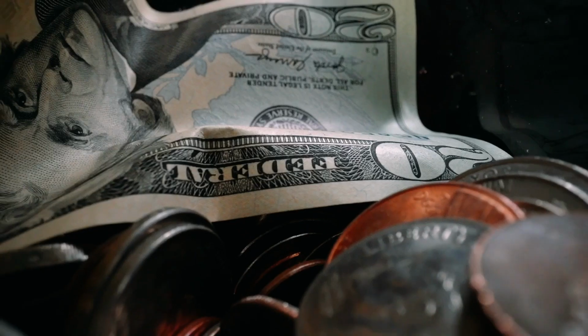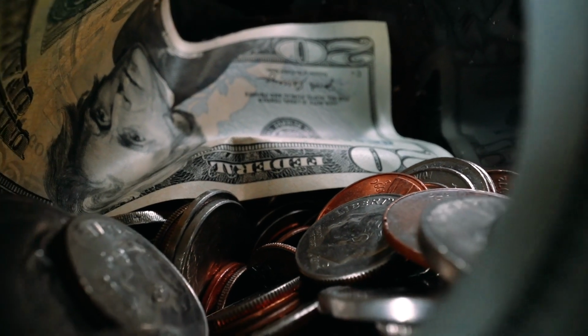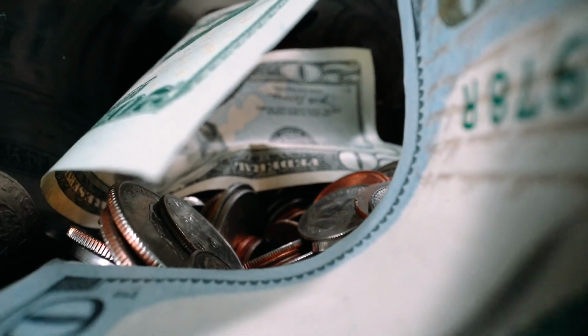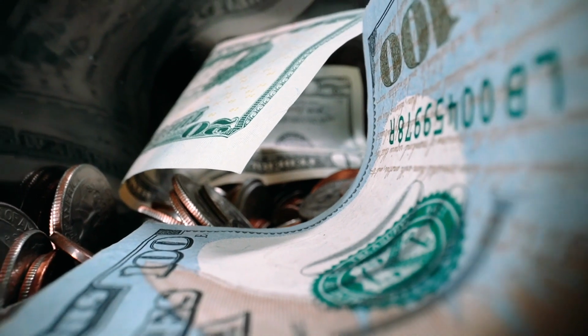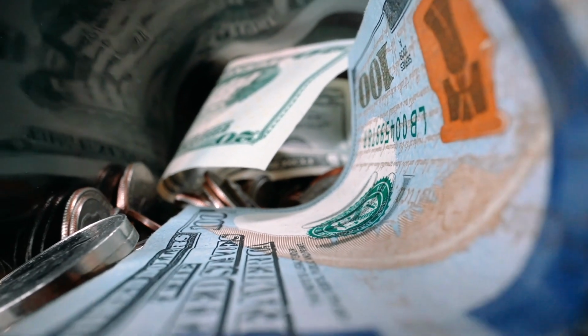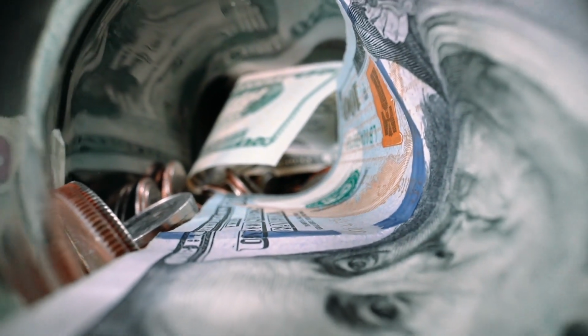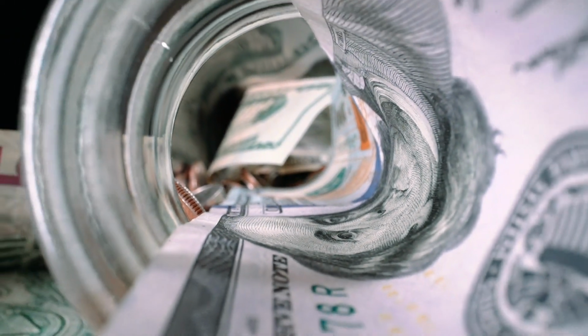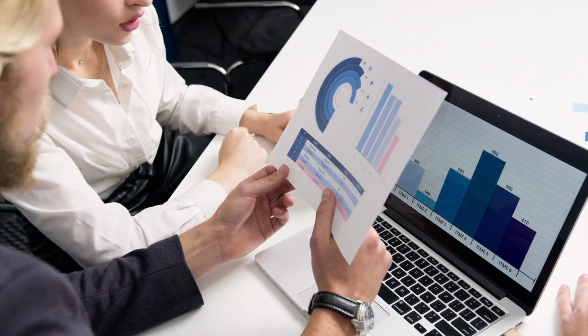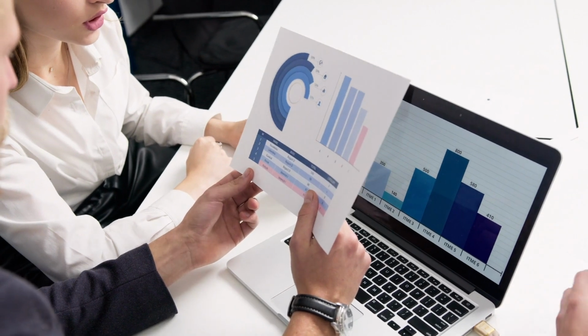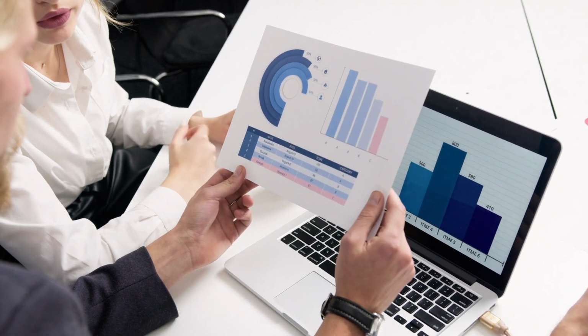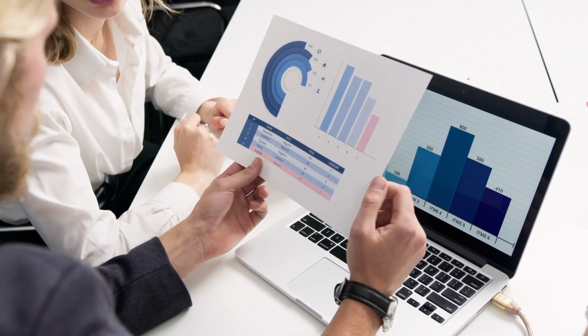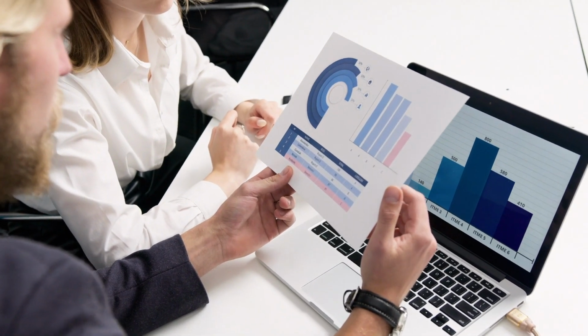Number 3. Money market funds. These funds invest in short-term, low-risk securities like treasury bills and certificates of deposit. They are designed to provide stability and preserve capital, making them a popular choice for conservative investors. Money market funds offer liquidity and a relatively stable rate of return, making them suitable for short-term goals or as a temporary parking place for cash.